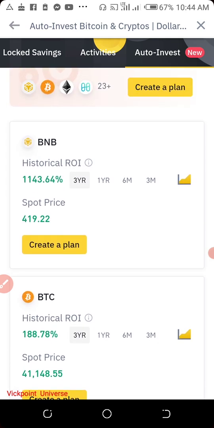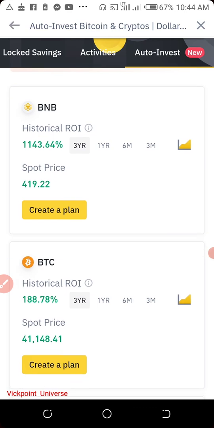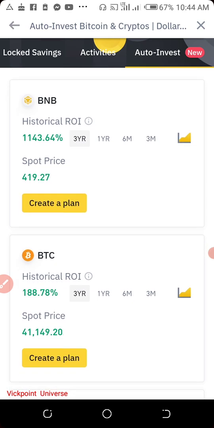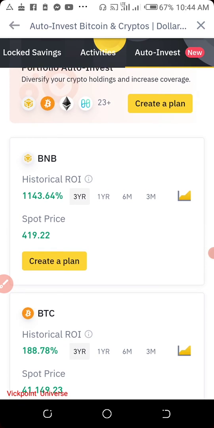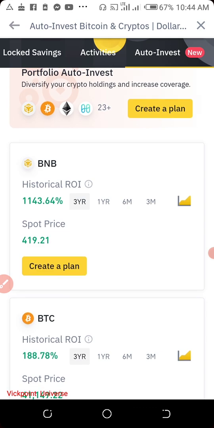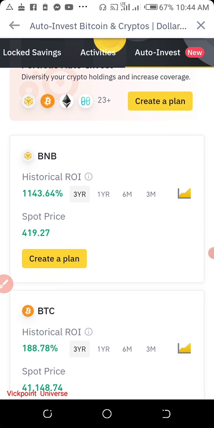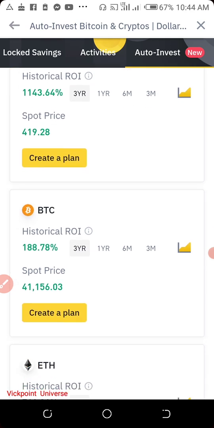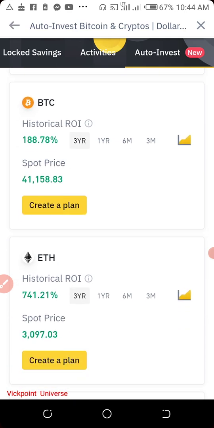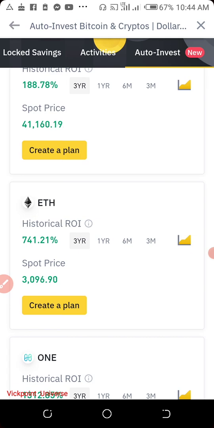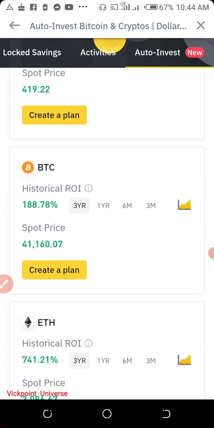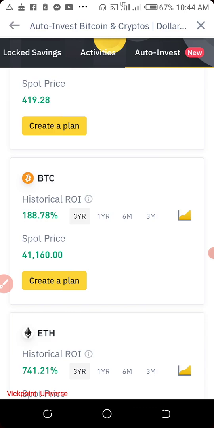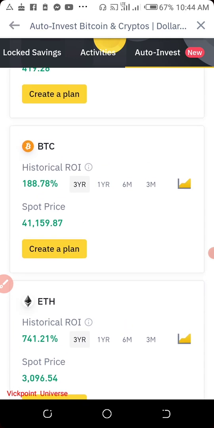But the number one that will actually give you more money is BNB. Actually, BNB is currently trading at $419.27. By the time BNB starts trading at, let's say, $2,000, someone who chose BNB as the coin for Auto Invest will make a lot of money. When you compare BNB and BTC, you discover that in the past 3 years, BNB has actually gained more than BTC. Even Ethereum itself has gained more than BTC. But these three are actually the best for me for Auto Invest. Number one is BNB, number two is Ethereum, and number three is Bitcoin.